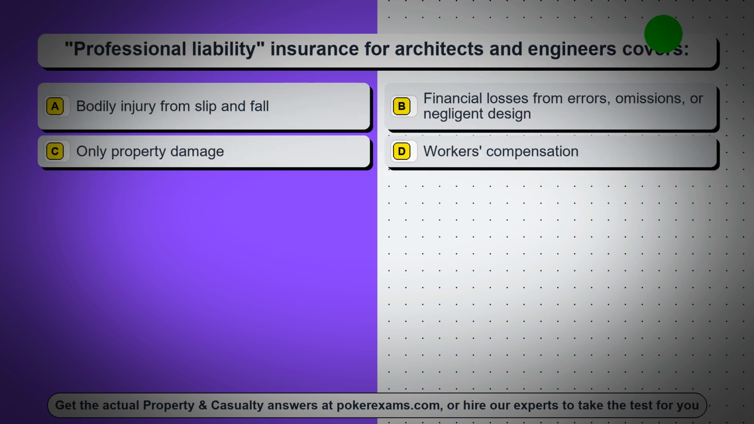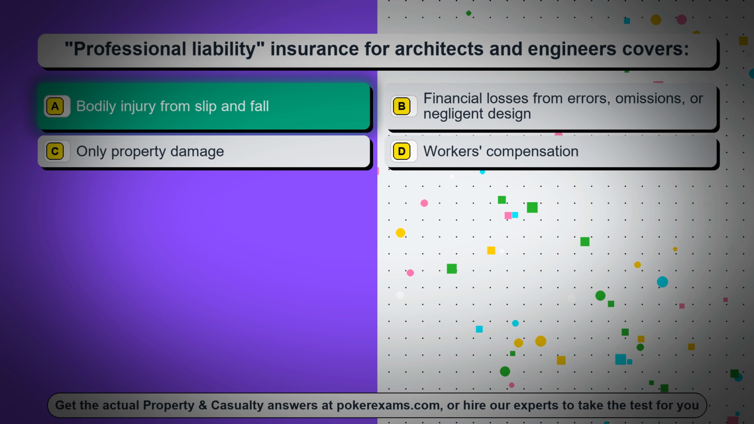Question 39. Professional liability insurance for architects and engineers covers: Option A, bodily injury from slip and fall. Option B, financial losses from errors, omissions, or negligent design. Option C, only property damage. Option D, workers' compensation. The correct answer is option A, bodily injury from slip and fall.